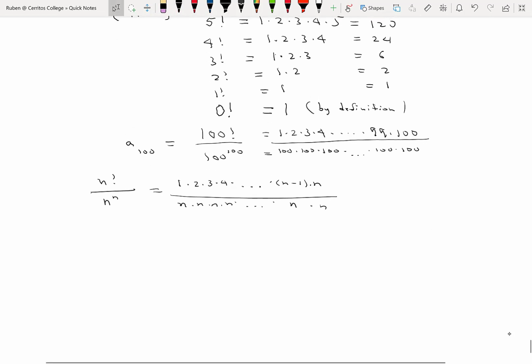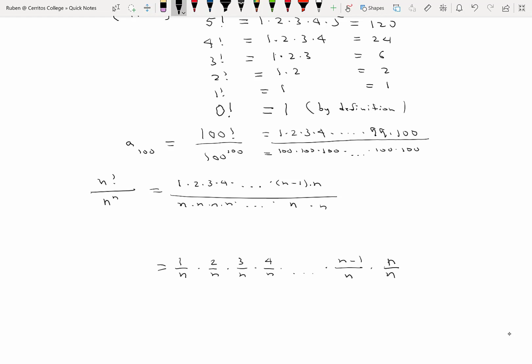Bear with me on this. I'm going to write this as 1 over n times 2 over n times 3 over n. I'm just writing the one simple fraction as the product of a bunch of individual fractions, times dot dot dot times, next to the last factor would be n minus 1 over n, the last factor n over n.